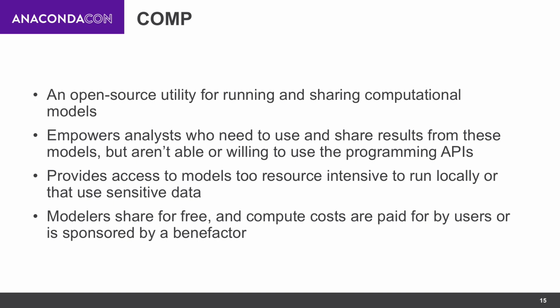Comp also allows you to provide access to models that are too resource intensive to run locally or that use sensitive data. For example, TaxBrain uses a data set provided by the IRS, so you have to pay a bunch of money to get it. And then once you get that data set, you have to run it through a bunch of data preparation scripts to get it ready to go with TaxBrain. But with Comp, you can do some analyses on aggregated results from that data set without exposing any of the individual tax records. So how does all this work?